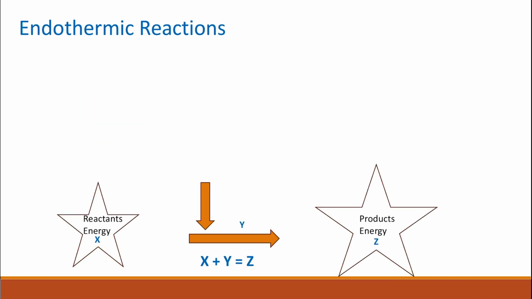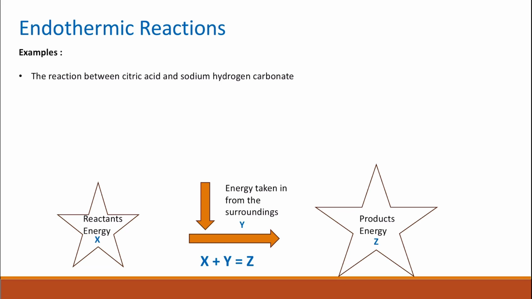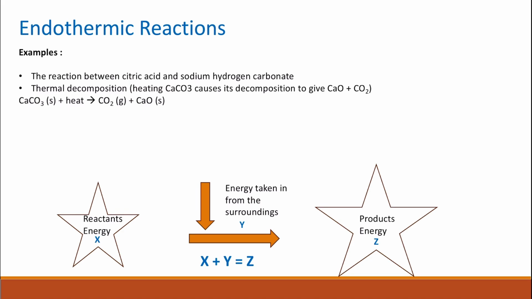The other type of reaction is called the endothermic reaction. In an endothermic reaction, the energy of the reactants is less than the energy of the products. In this case, energy was taken in from the surroundings. Some examples of this reaction are the reaction between citric acid and sodium hydrogen carbonate, and also the thermal decomposition of calcium carbonate. Heating calcium carbonate causes it to decompose to give carbon dioxide and calcium oxide, and it takes in energy for the reaction to complete.